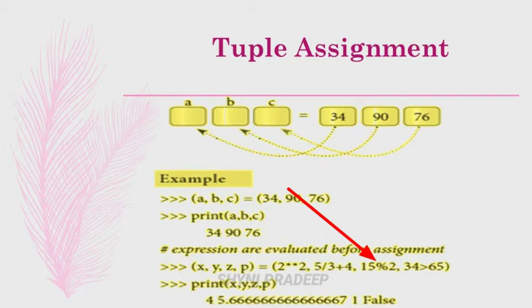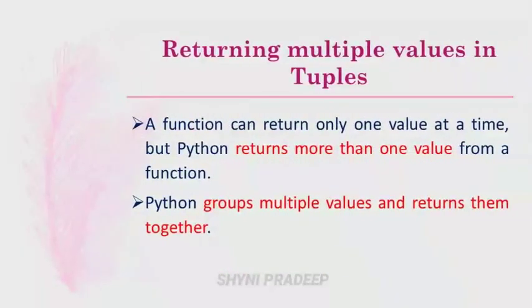Okay. And next Z is equal to 15 percentage 2. Percentage symbol means modulo symbol. You have to take the remainder value. When you divide 15 by 2, you will get the remainder value 1. So 1 will be printed on the output screen. And next P is equal to 34 is greater than 65. Is 34 greater than 65 true or false? 34 is greater than 65 is false, because 34 is less than 65. So this is false.